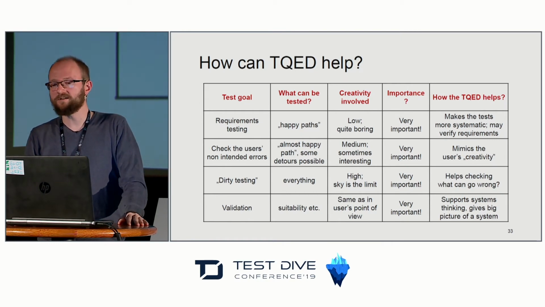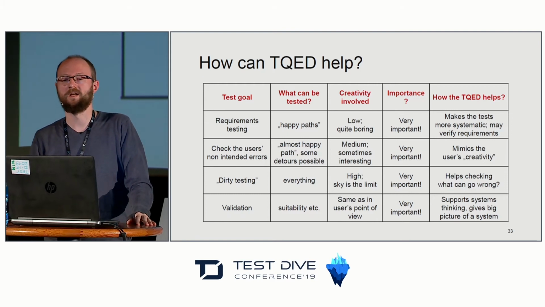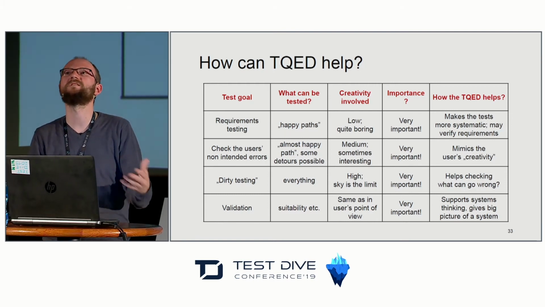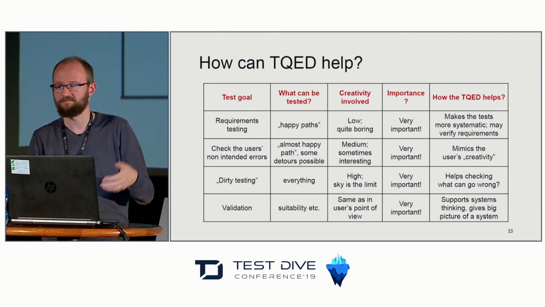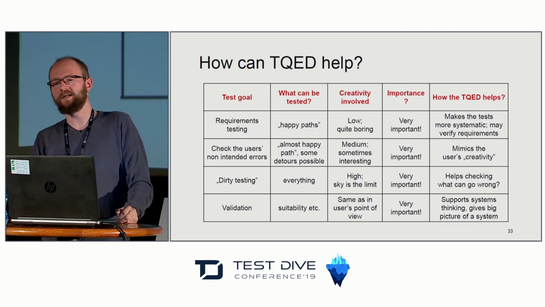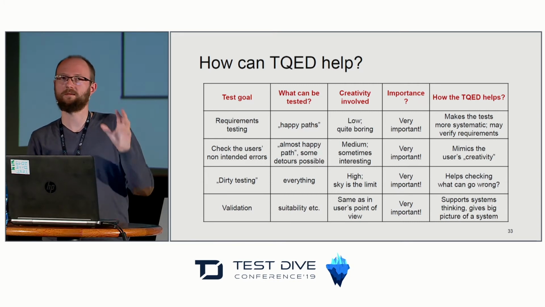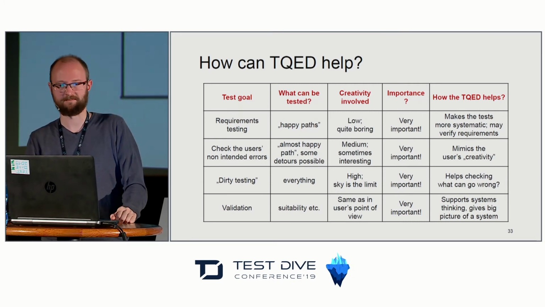It can allow us to mimic the user's, let's say, creativity in using the application. When we do this so-called dirty testing, so we try to destroy this application, so we try to use it in a really weird way, it may help us to check what can go wrong. When we validate software, it can support system thinking, this big picture of the system.